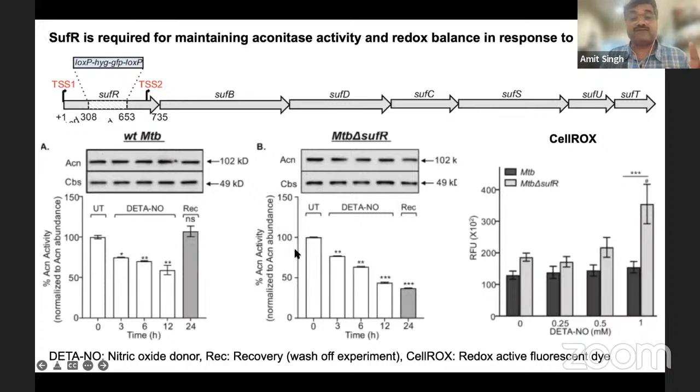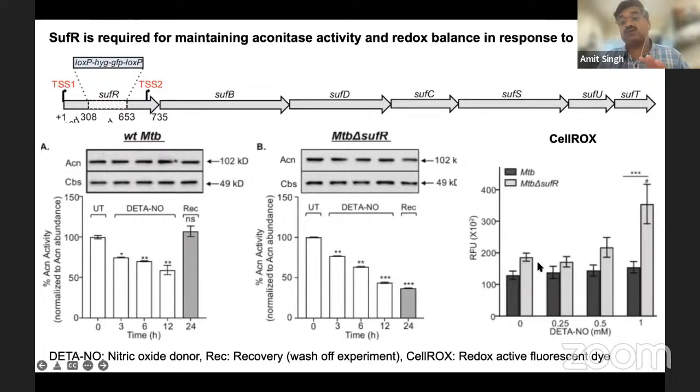recovery of aconitase activity. We repeated the same experiment with the sufR mutant, which lacks NO inducibility of the suf operon. And here we found that we see a similar response where aconitase activity goes down. But if you then culture bacteria which were exposed to NO in NO-free media, we don't see this recovery response. So the mutant has lost its ability to repair the iron sulfur cluster in response to nitric oxide. And this is one of the very interesting findings of this work.